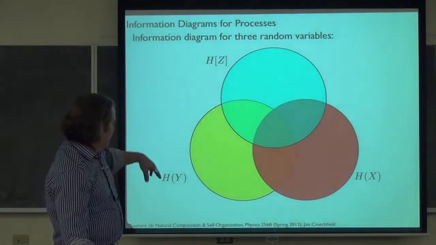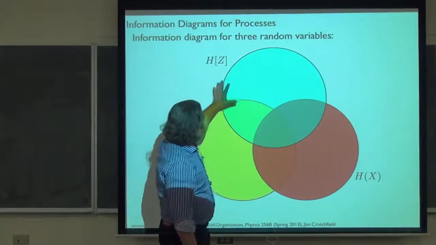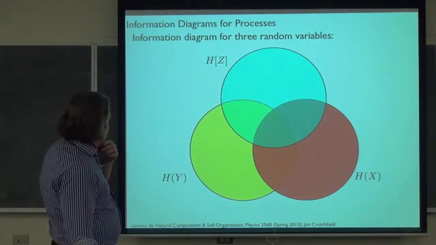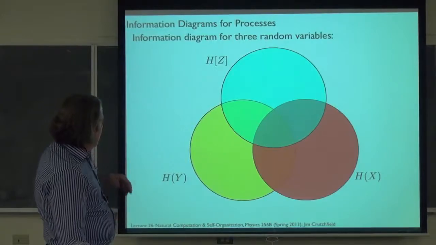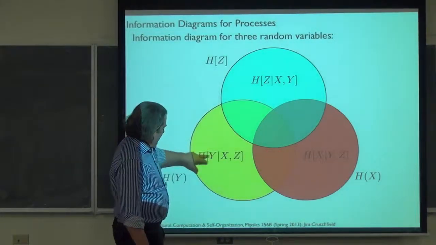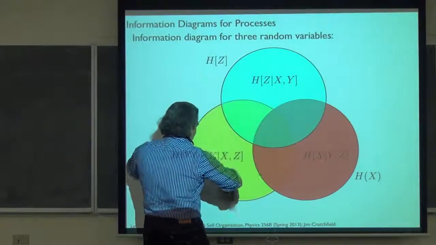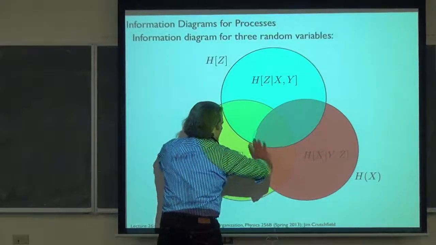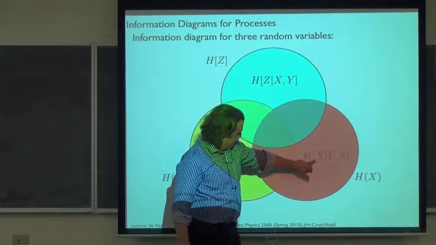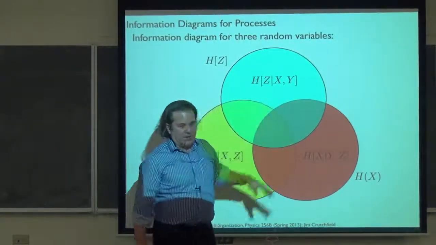Again, in the Venn diagram picture, we're building up to do this for processes. We have now these three variables, x, y, and z, and their sizes. We have first these atoms. So we have the uncertainty in y conditioned on x and z, which means we have the uncertainty in y, we carve out the z and x pieces. Same thing here. This little wedge over here is the uncertainty in x conditioned on y and z. We subtract out the y and z pieces, and so on up here.